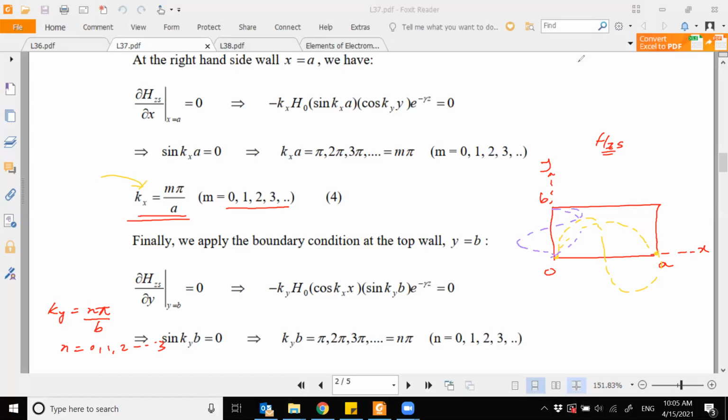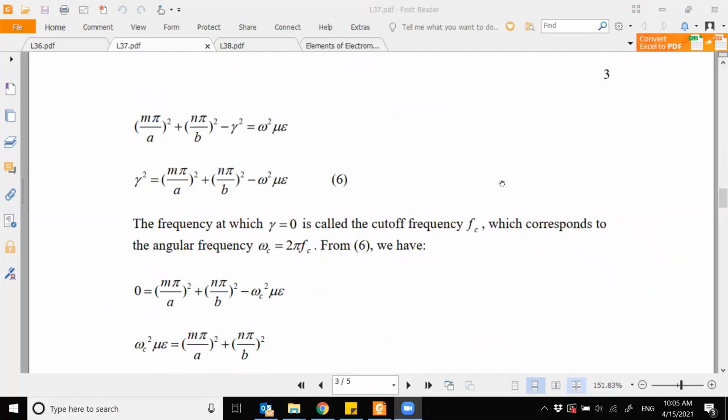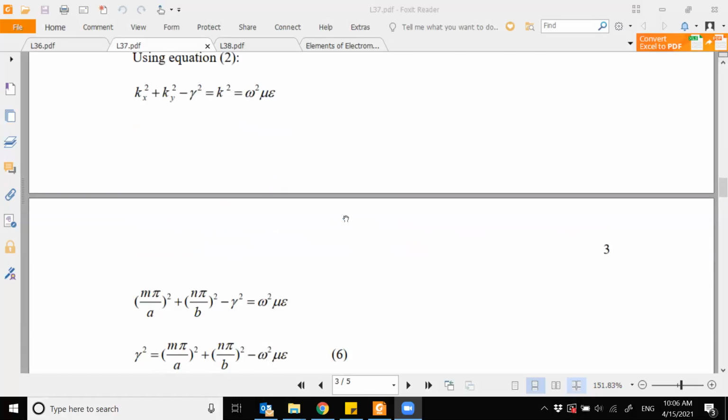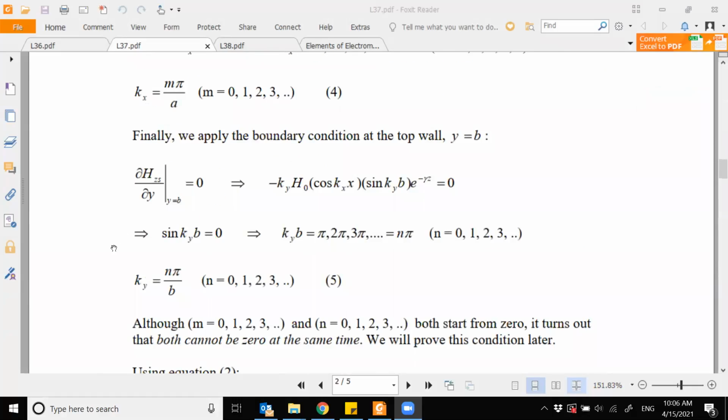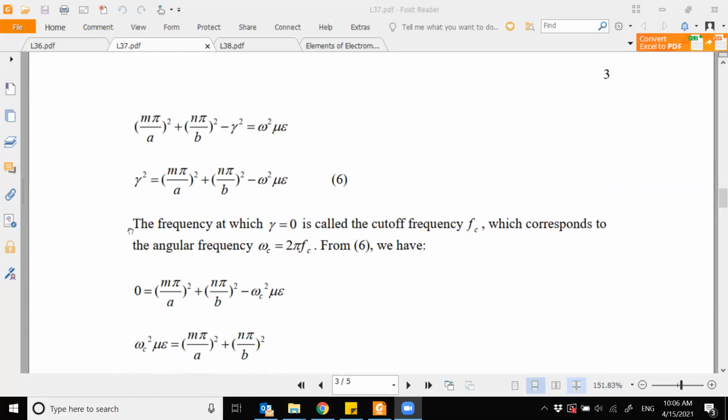Then we moved ahead and saw what is called the cutoff frequency. As I told you, our rectangular waveguide cannot allow all the frequencies to propagate. It works as a high pass filter. To find the cutoff frequency, we first got our gamma, because we know our kx and ky values from the boundary conditions. For boundary conditions 3 and 4 that I substituted here, this is my gamma, the propagation constant.